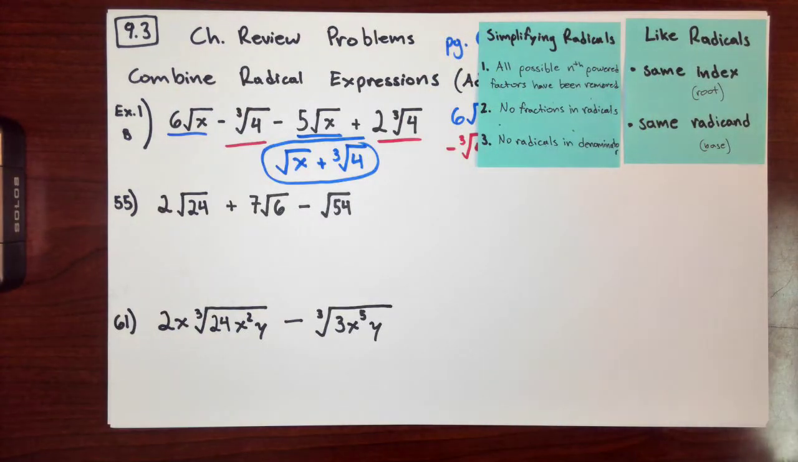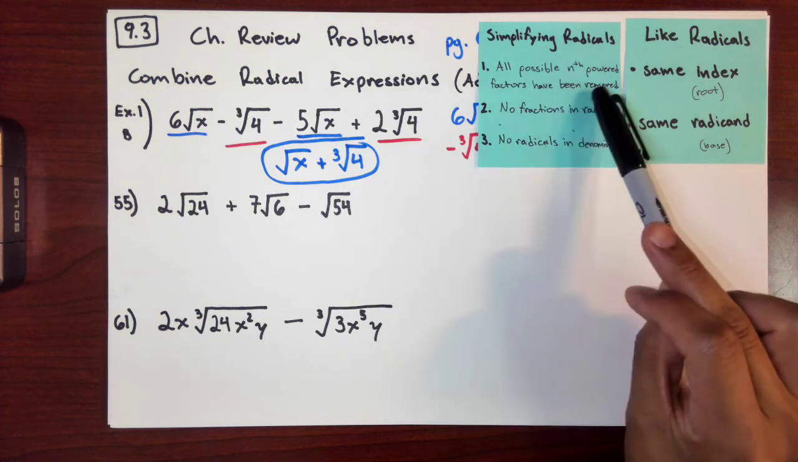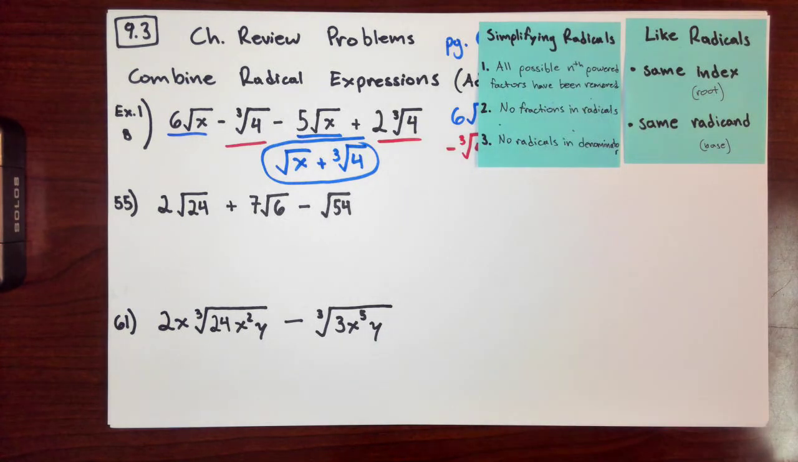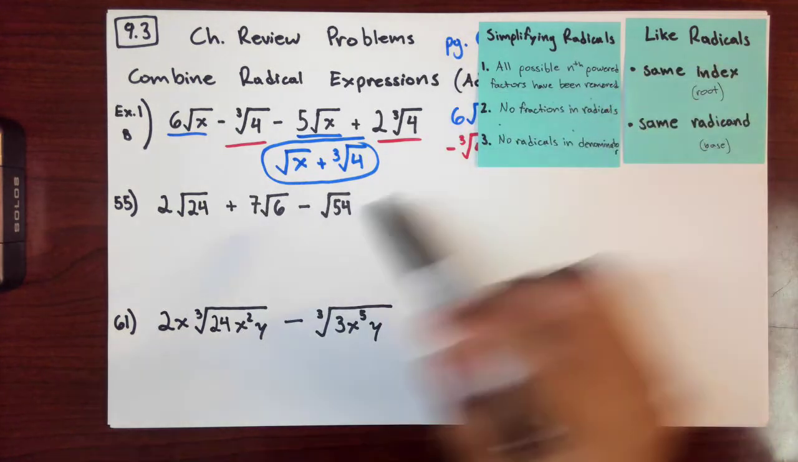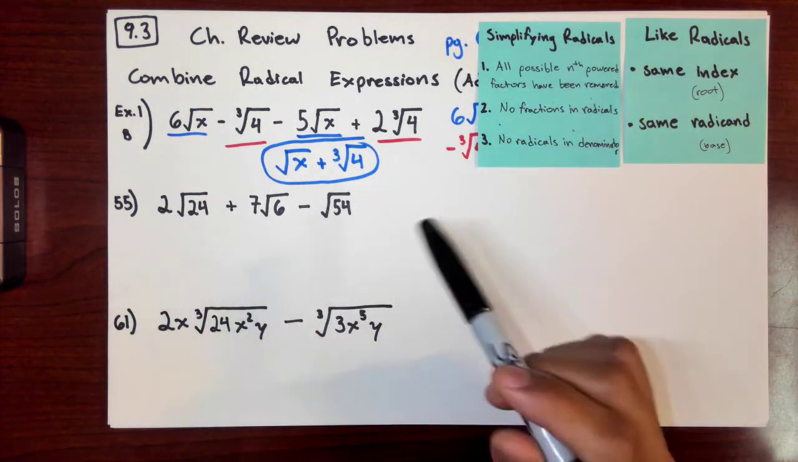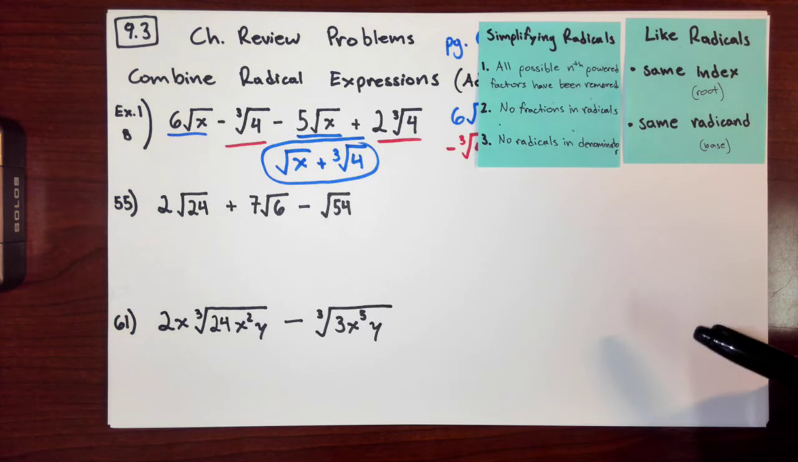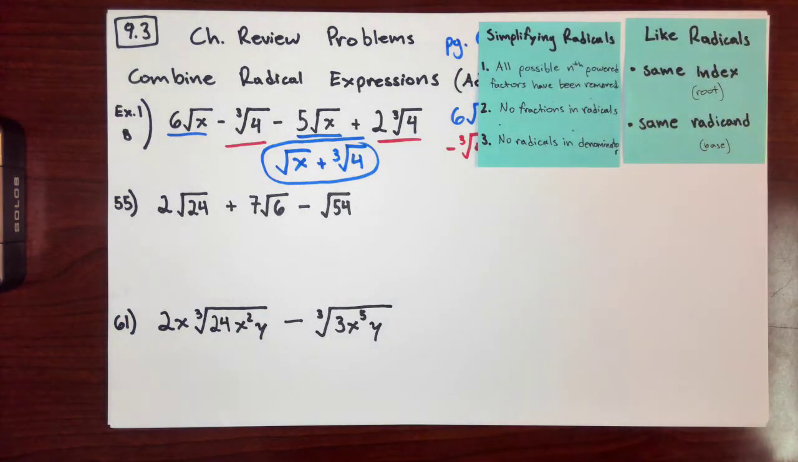Some simplifying radicals rules. Okay, first is that all possible nth power factors have been removed. Second, no fractions in radicals, and third, no radicals in the denominator. 2 and 3 are not anything that we see in this problem. So we're going to focus on number 1, that all nth power factors have been removed. That just means that it's simplified as much as it can be.